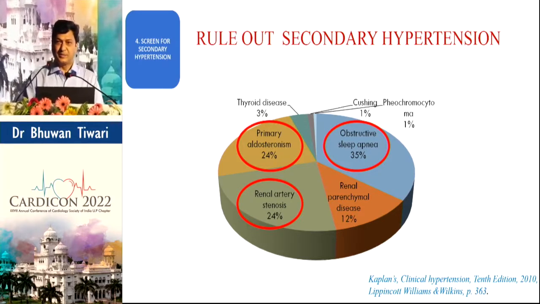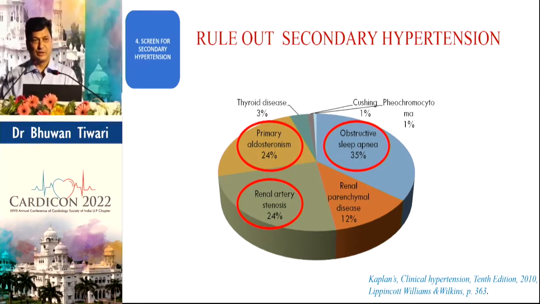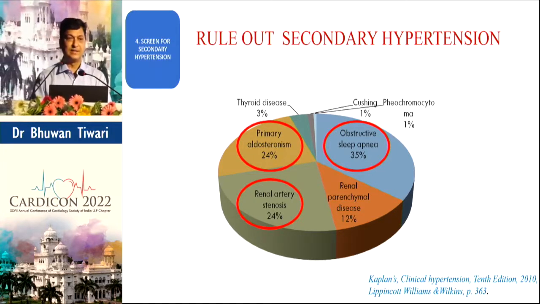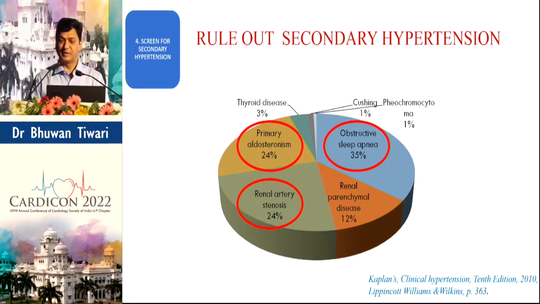Now the fourth step, after the three steps have been evaluated, is the ground for evaluation for secondary hypertension. There are some important causes which are more prominent, like obstructive sleep apnea, primary aldosteronism, an important cause of secondary hypertension, renal artery stenosis and renal parenchymal disease. Also rare causes like pheochromocytoma, Cushing's or thyroid disorders.